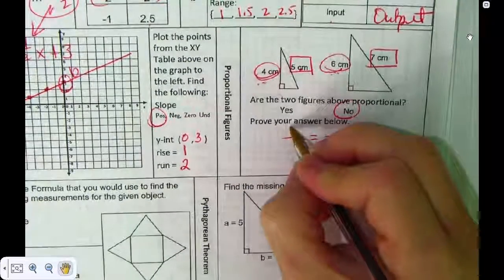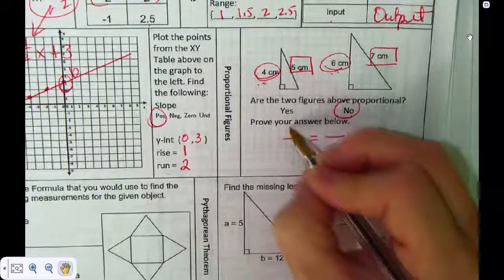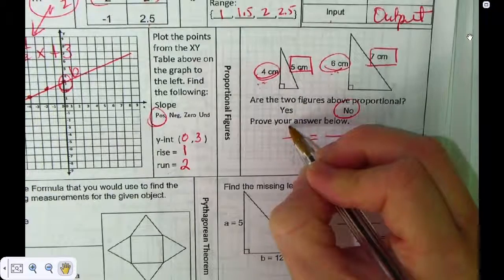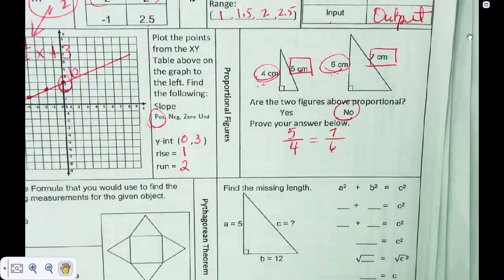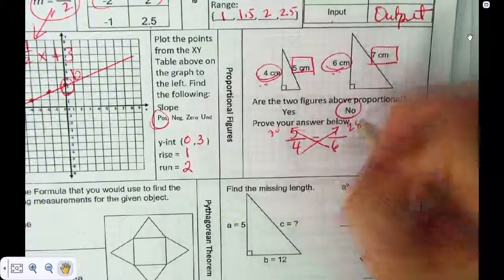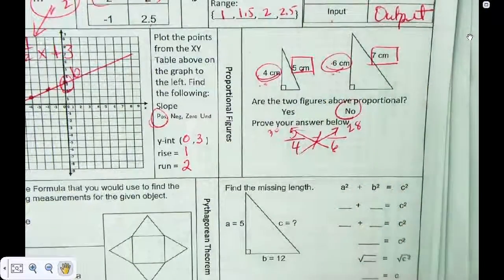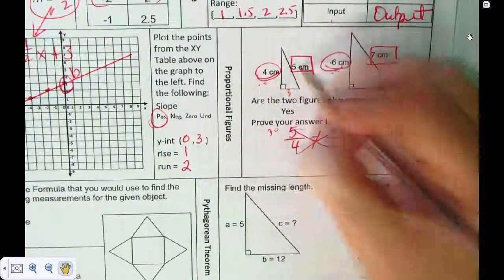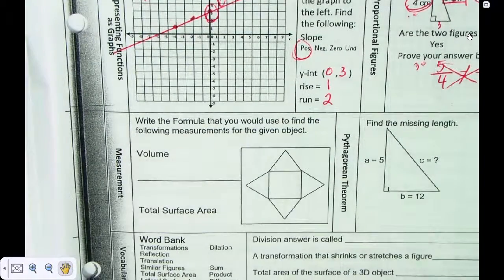We're going to go set it up. Yours may not look like mine. Don't erase, because if your crisscross is the same, you got it right. Tell me what you wrote, somebody. 5/4. Good. Yours might be different, but your crisscross is going to be the same. What's 5 times 6? 30. What's 4 times 7? Those don't equal. That's why it's a no. Well, if that's 6, yeah. Okay, this is 3, 4, 5.